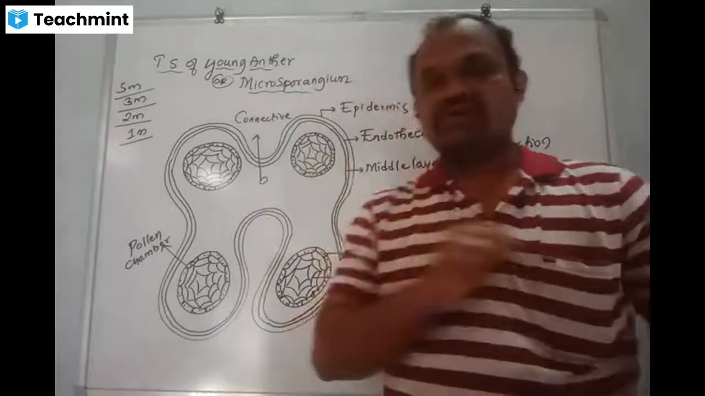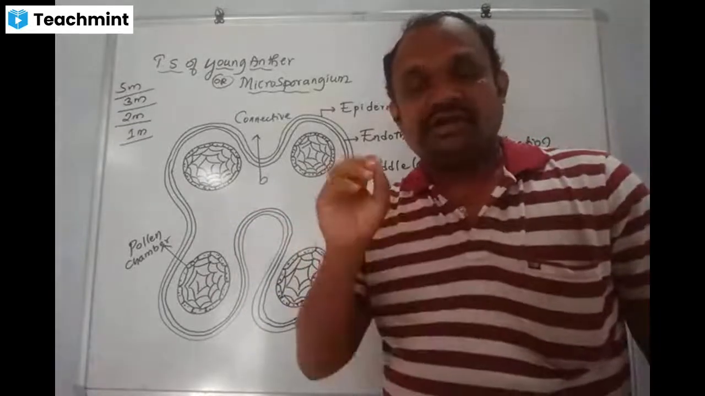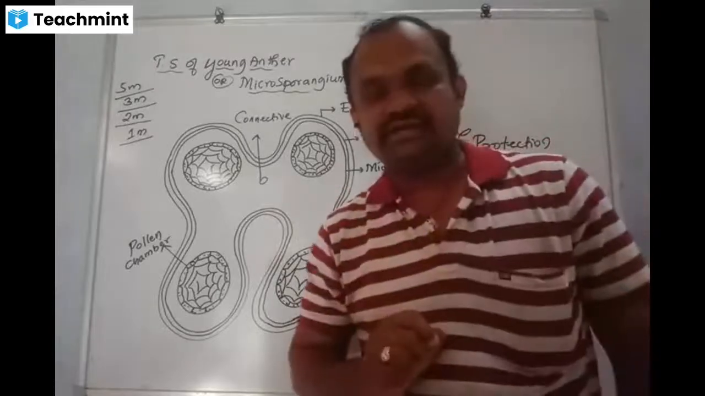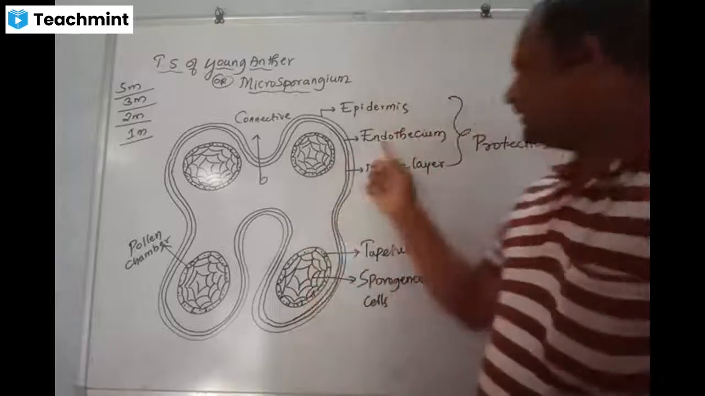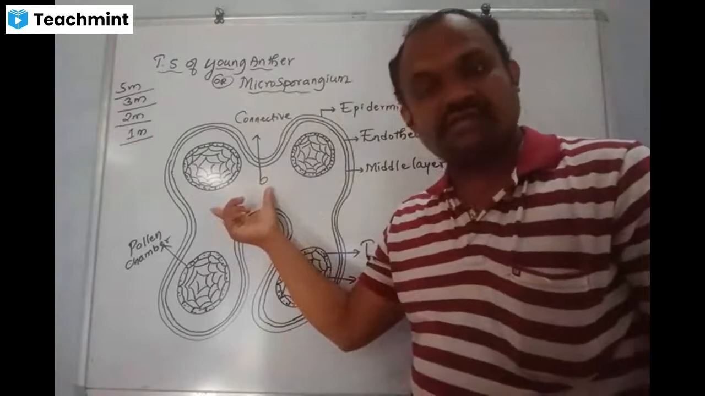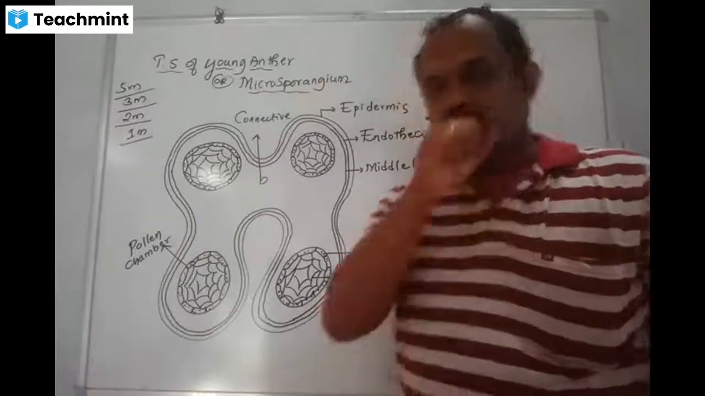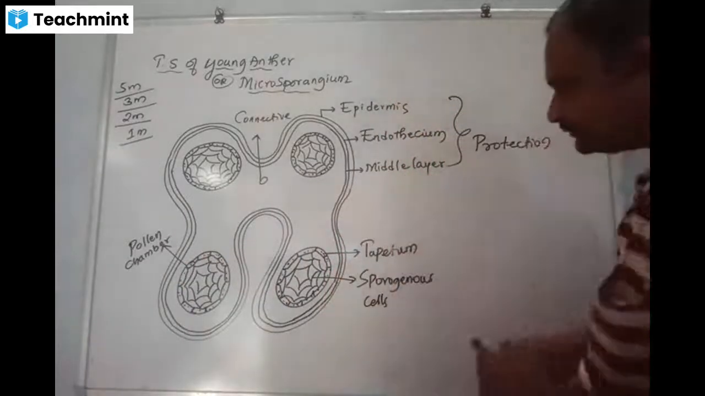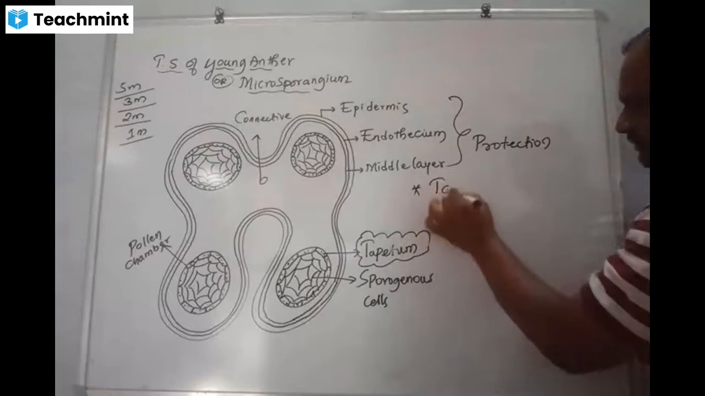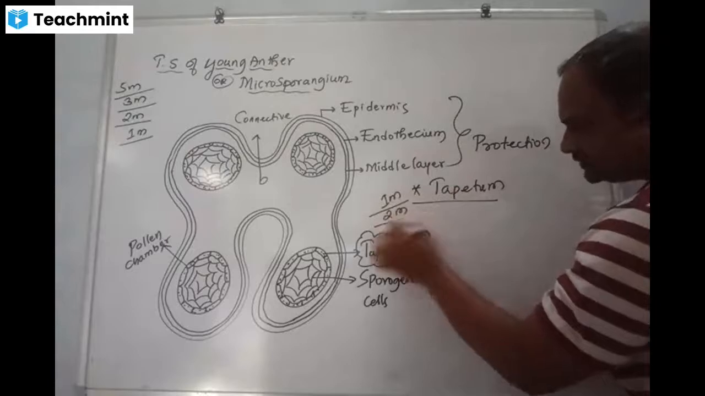So see, these layers do two functions. One is providing protection, and the other is helping the anther release the pollen grains. That is called dehiscence. So the function of the epidermis, endothecium and the middle layer is to give protection to the inner parts of the anther and also to help the anthers release the pollen grains. Okay. So the three layers and the tapetum. The very important layer is the tapetum.